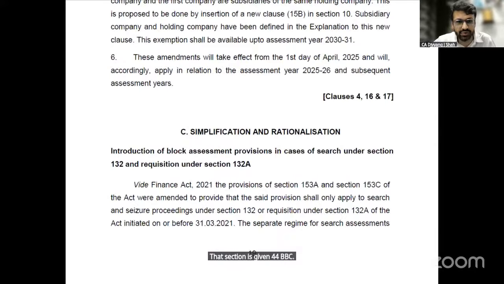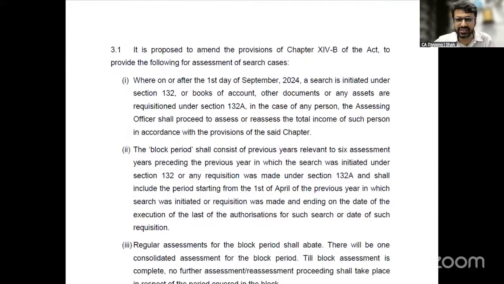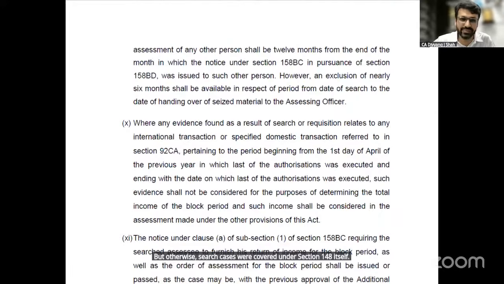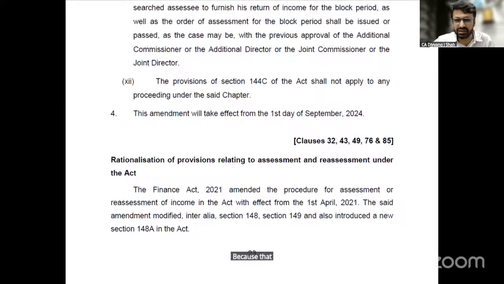Just a minute. Moving to next. Search. I'm not taking it as of now because it is not relevant for filing return. But otherwise, search cases were covered under section 148 itself. Now the old provisions are brought back into the picture because that was more comfortable for the department.